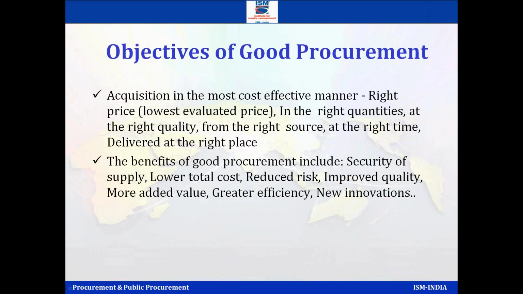Objectives of good procurement. Obviously, you're trying to buy in a good, effective manner. There are 5 R's. I think the very basic, which we call Procurement 101, 5 R's are still used worldwide. Right price, right quantity, right quality, right source, right time, delivered at the right place.